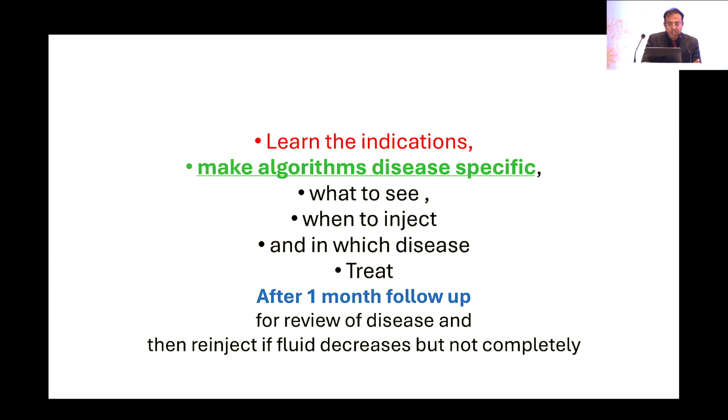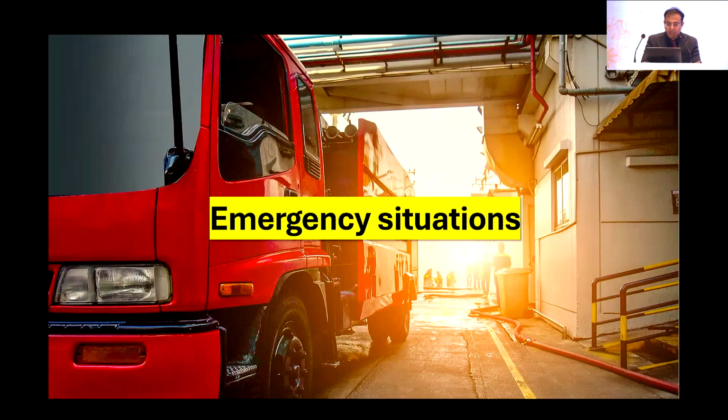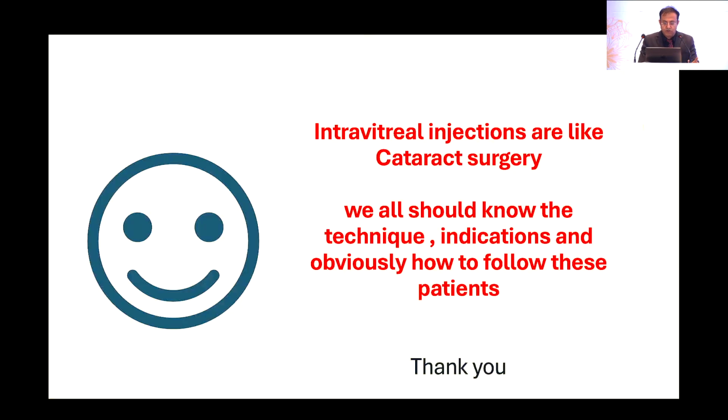So learn the indications, make algorithms disease specific: what to see, when to inject, and in which disease to treat. After a month's follow-up, review the disease, and re-inject if fluid decreases but not completely. Thank you. I'm not going to talk about endophthalmitis because of shortage of time. Intravitreal injections are like cataract surgeries. We all should know the technique, the indications, and obviously how to follow these patients.